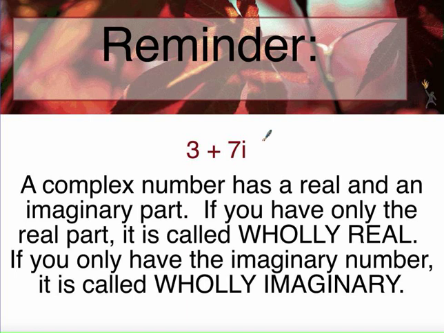If you only had the real portion, so if only the 3 existed and the 7i did not, I would call that number wholly real because the whole number is made up of real numbers. If only the 7i existed and the 3 did not, I would call that number wholly imaginary because the whole thing is made up of an imaginary number.